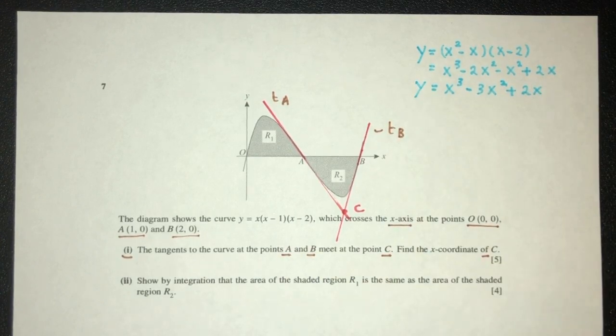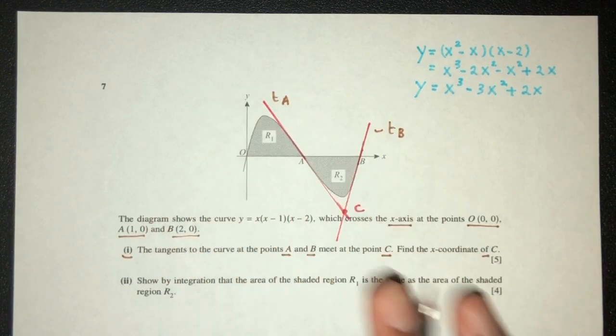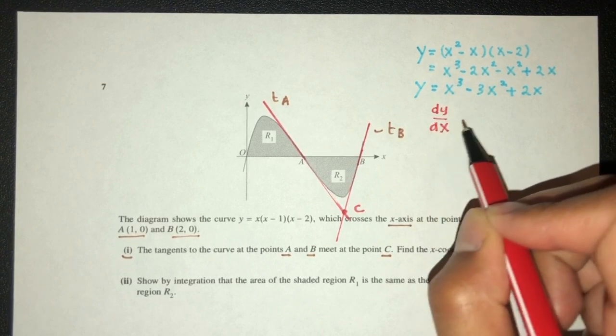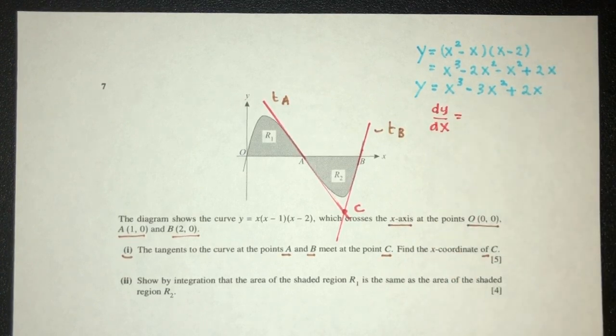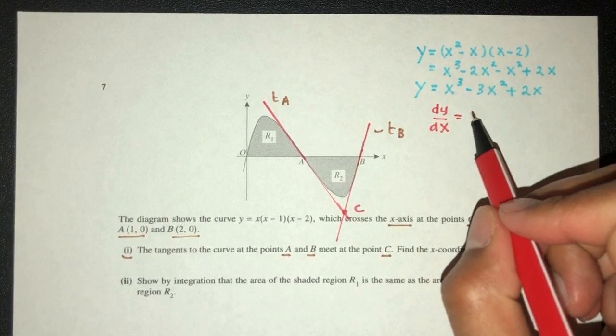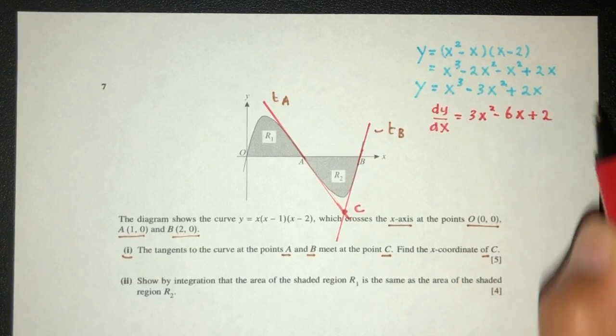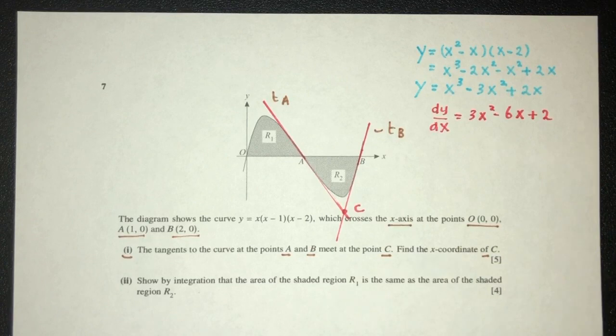Now, to find the gradient of the curve at any point, we have to find dy by dx. The gradient of the tangent is dy by dx, as we know already. You should make a note of this: the gradient of a tangent on a curve is dy by dx. That should be 3x squared minus 6x plus 2. This is dy by dx.